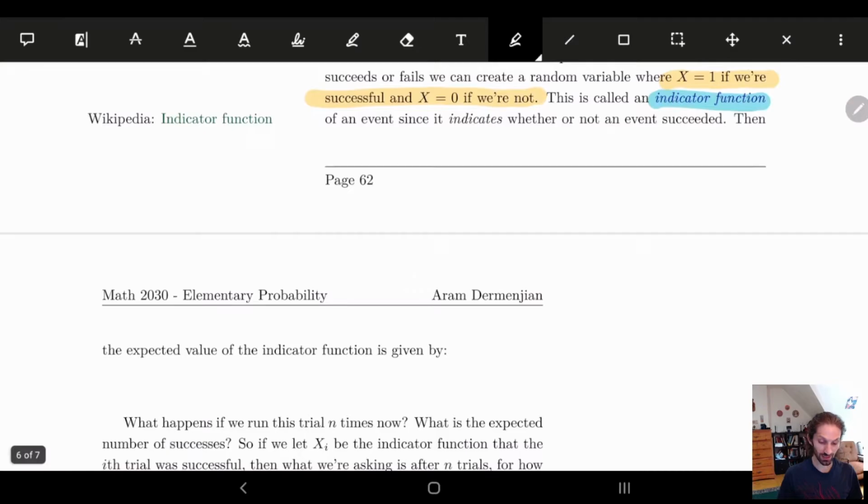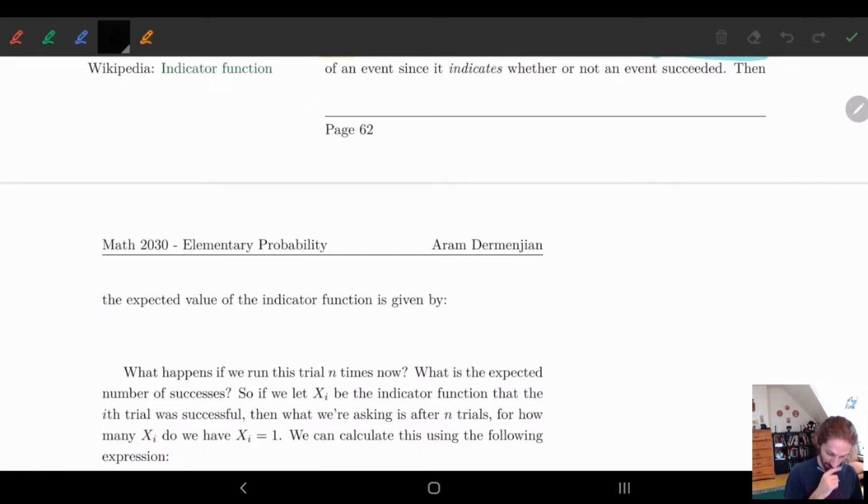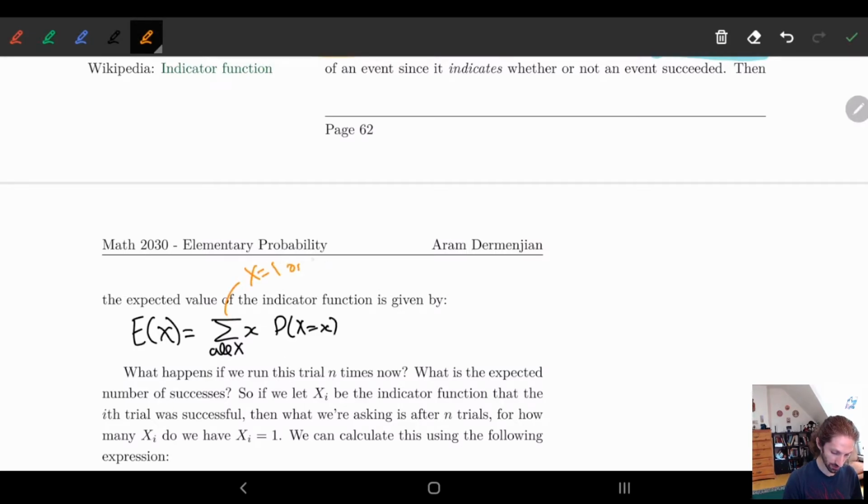Okay, so what's the expected value for this one trial? What's the expected value for this indicator? We have the expected value of x is the sum of all x times the probability that x is equal to x. Here we have two options: either x is equal to 1 or x is equal to 0. So we have 0 times the probability that x is equal to 0, plus 1 times the probability that x is equal to 1.